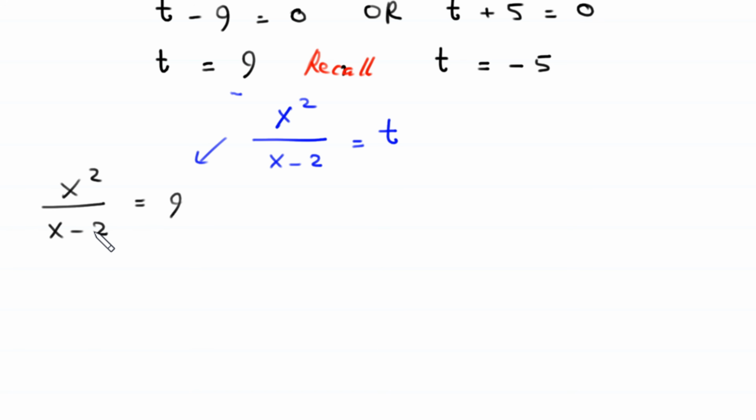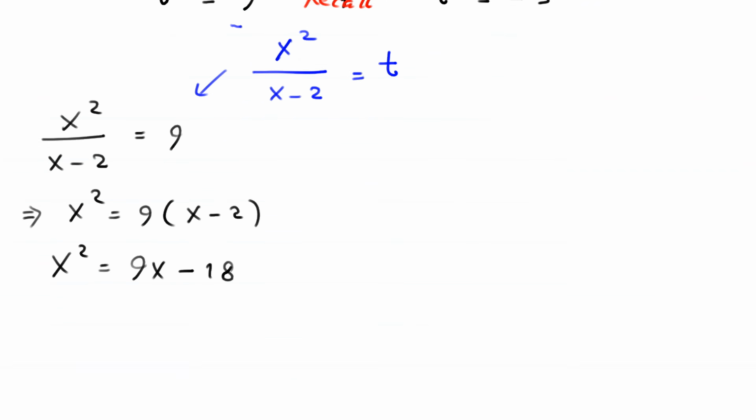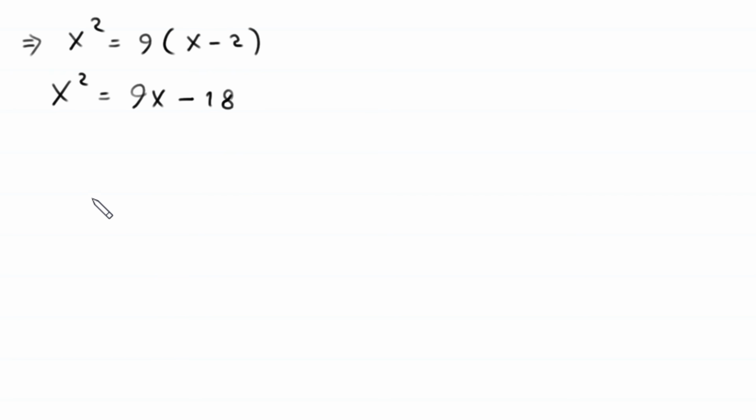Multiply both sides by x minus 2. This implies that x squared is equal to 9 times (x minus 2). Further simplify, this will become x squared is equal to 9 times x, 9x, and 9 times negative 2, negative 18. Move these two terms to the left hand side. This will become x squared minus 9 times x plus 18 equal to 0.